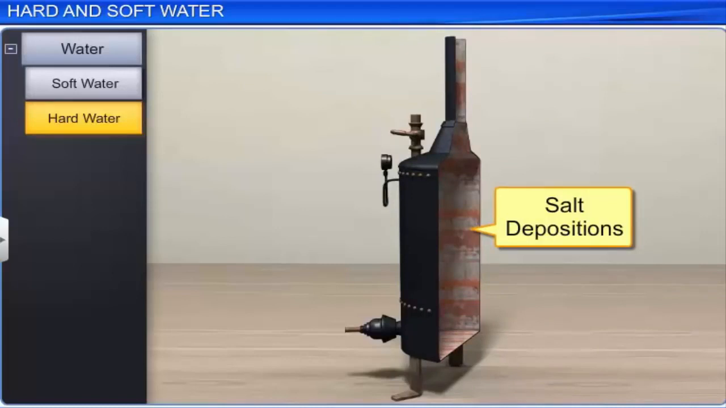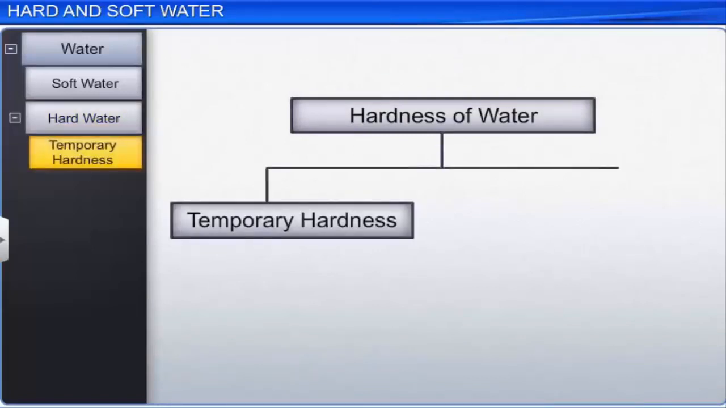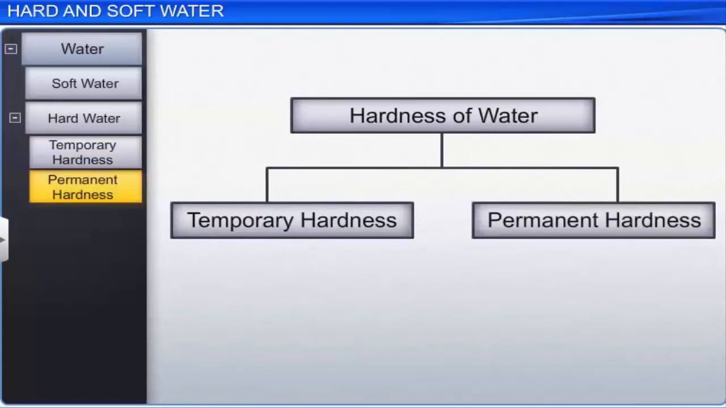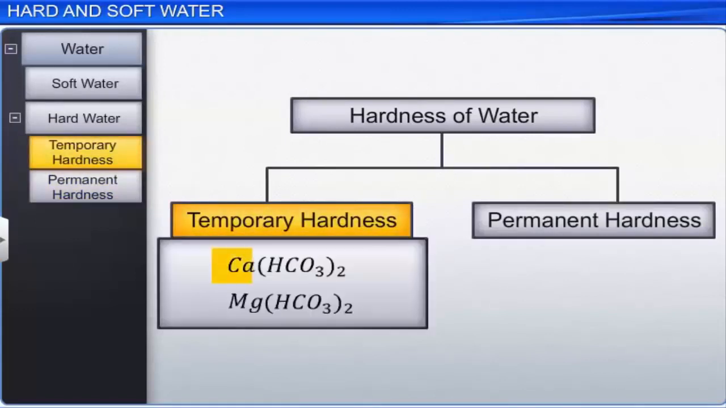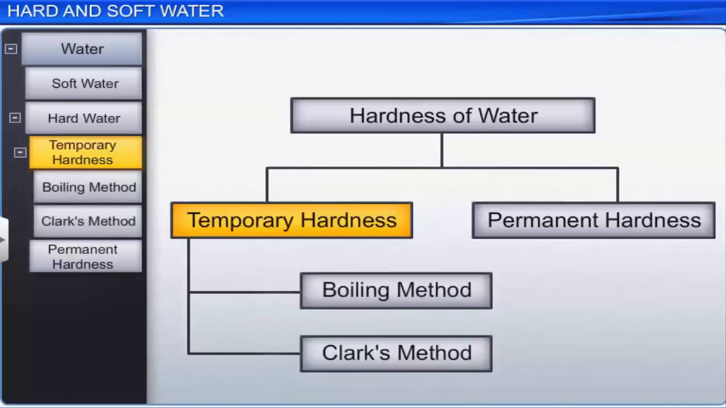Hardness of water can be classified as temporary hardness and permanent hardness. Temporary hardness of water is due to the presence of soluble calcium and magnesium hydrogen carbonates, respectively. There are two common methods to remove temporary hardness. The first method is boiling. Hard water is taken in a large boiler.